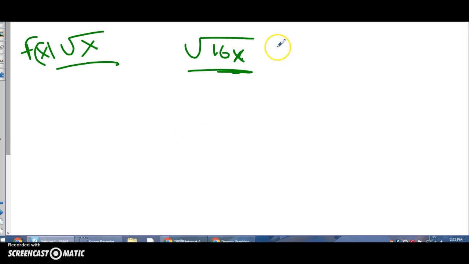Well, let's just write the equivalent of this. Root 16x is the same as 4 root x, because the root of 16 is 4, so they're the exact same thing. I have here 2 different equations that are the exact same.